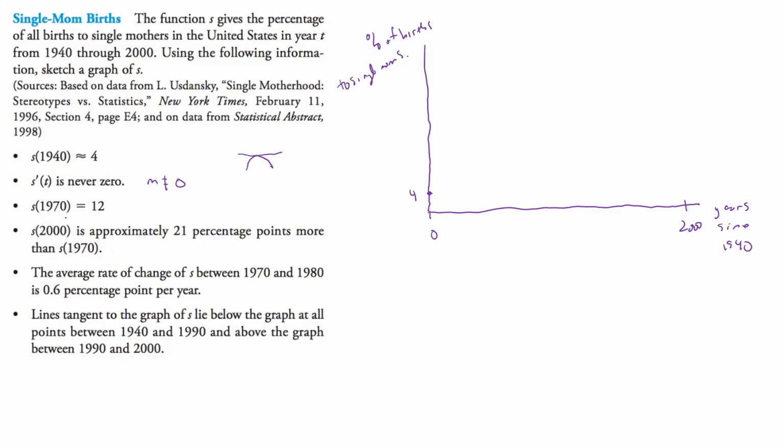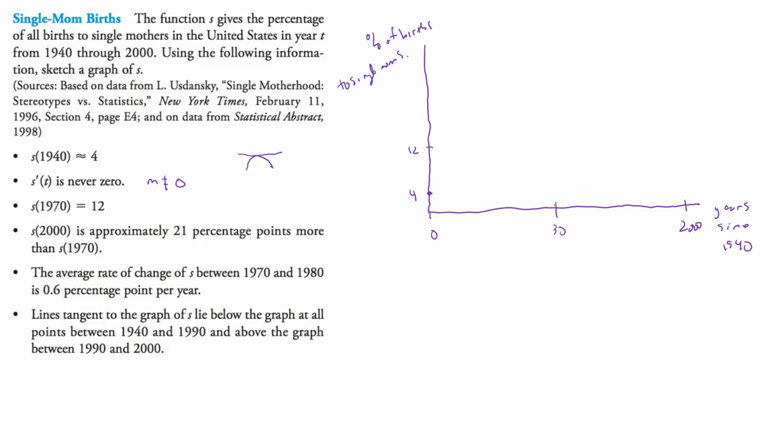Now in 1970, we get 12. So 70 is about 30 years. I might not have marked this very well, but we'll just call that 30 years. And that's 12, so we'll call this point here 12. It's all arbitrary here, because it depends on how I draw what it's going to look like.